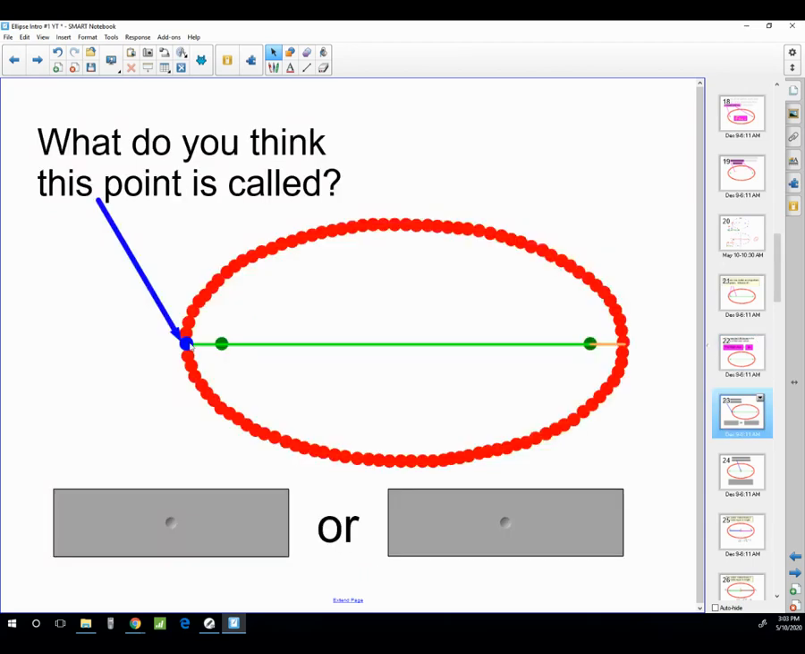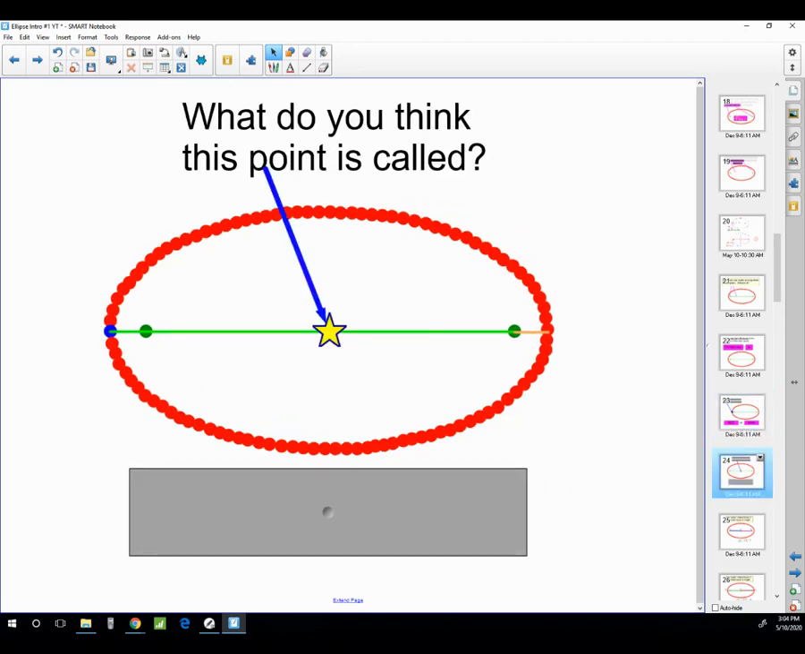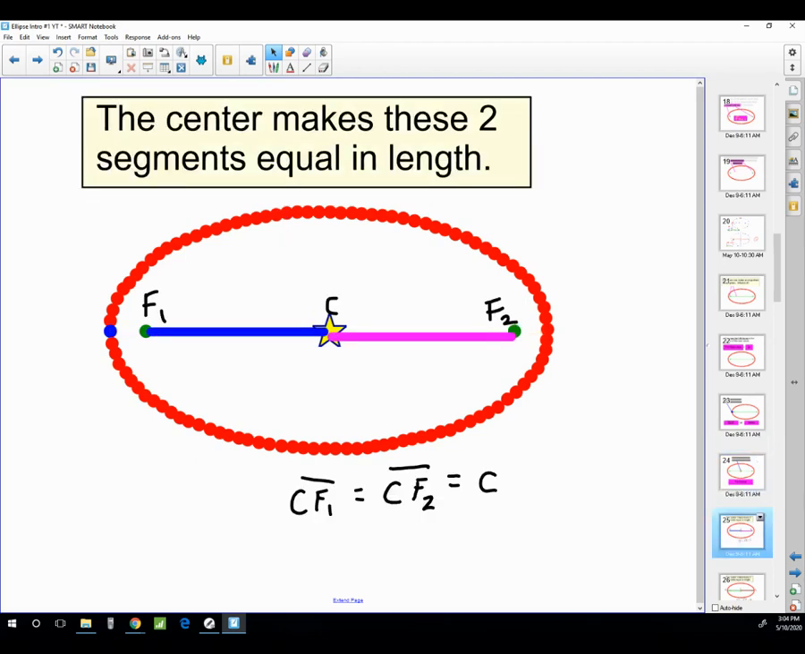And then we call that point something special. Well, this is math. It's not too special. Major axis endpoint, or vertex. Moving on. Well, what do you think that point is called? Center. Nothing special.